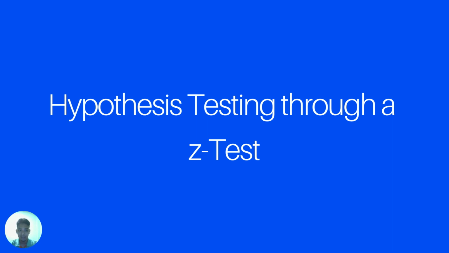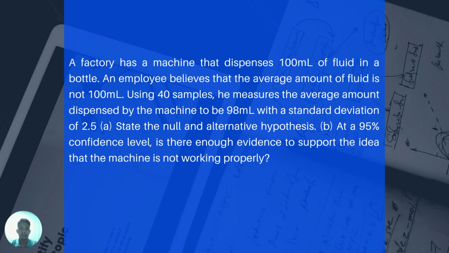Today we are going to talk about engineering data analysis topics, specifically hypothesis testing, linear regression, and correlation coefficient. First, we are going to talk about hypothesis testing through a z-test. I have an example problem here.